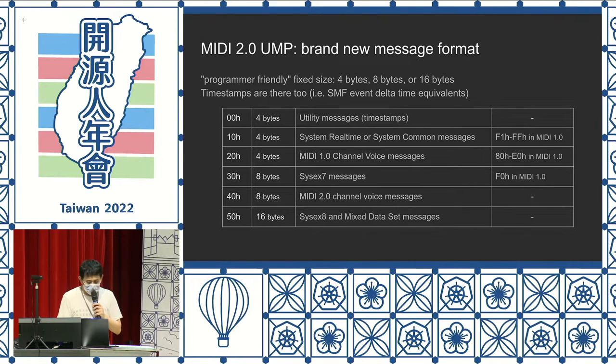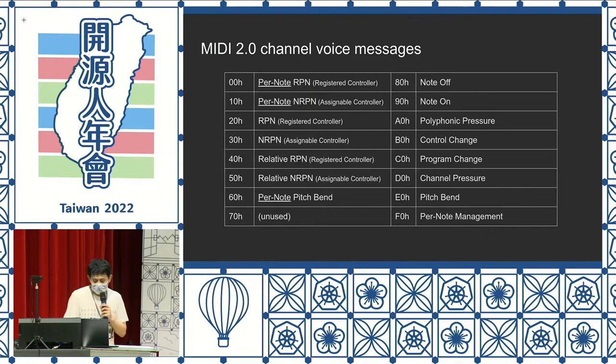And MIDI UMPs are categorized by message type, and there's a code that represents the message type. Some of those are left for compatibility with MIDI 1, so the content would be similar to MIDI 1. But the most important part is MIDI 2 channel voice messages, which has all those MIDI message features.